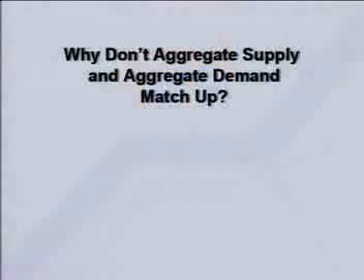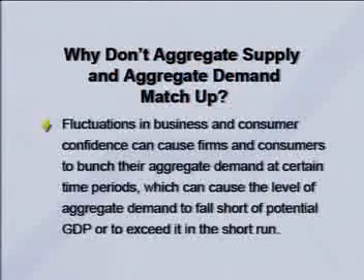In the short run, aggregate demand might not increase smoothly with aggregate supply for at least two reasons. One is that there can be fluctuations in business and consumer confidence, and that can cause firms and consumers to bunch their aggregate demand at certain time periods. That could cause the level of aggregate demand in the economy to fall short of potential GDP, or sometimes even to exceed potential GDP, at least in the short run.